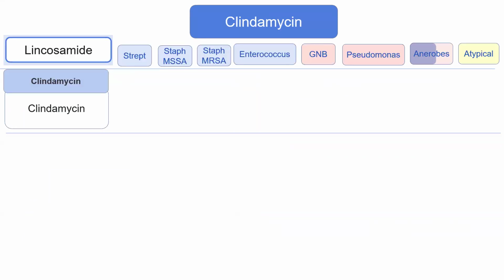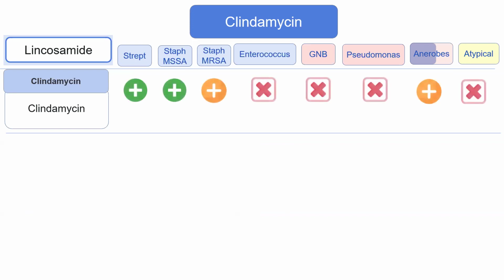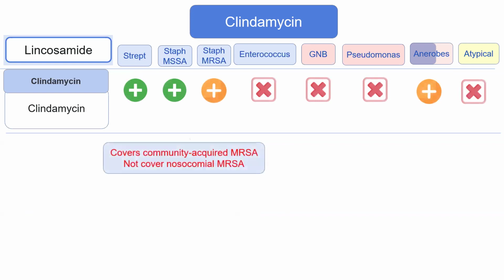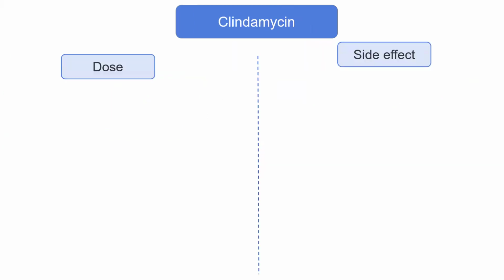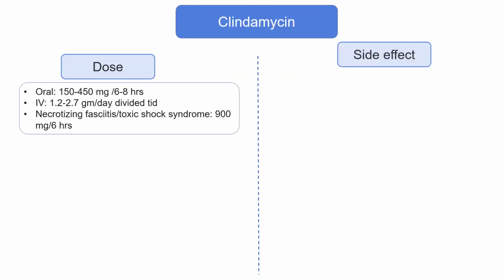For clindamycin, it covers gram-positive and anaerobes. It covers MRSA also, but only community-acquired MRSA, not nosocomial MRSA. This means that if the patient has a suspicion of nosocomial MRSA, clindamycin cannot be used. It also has some anaerobe resistance, so it is not the preferred agent for covering intra-abdominal infection. The dose is 150 to 450 milligram every 6 hours.